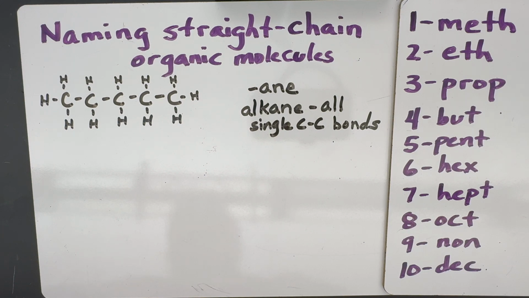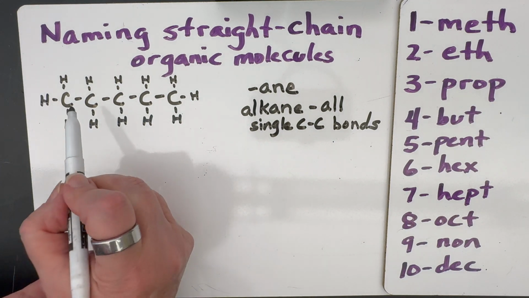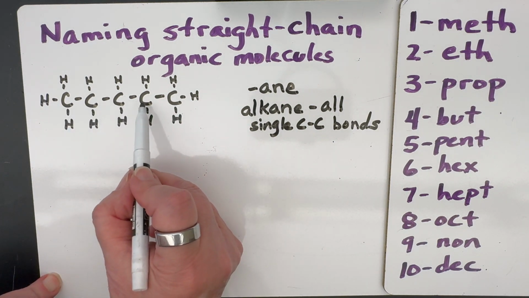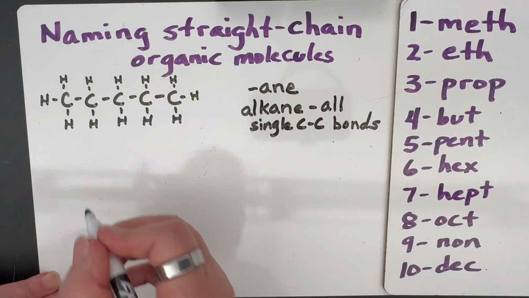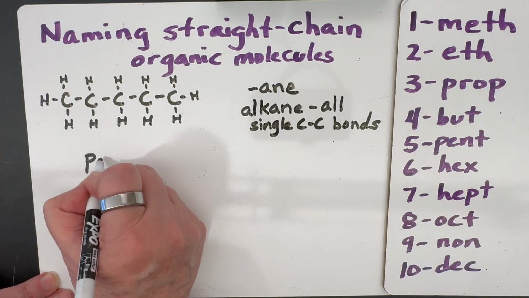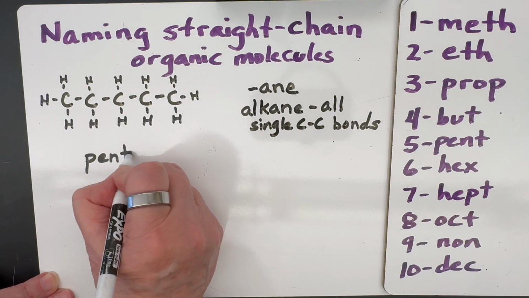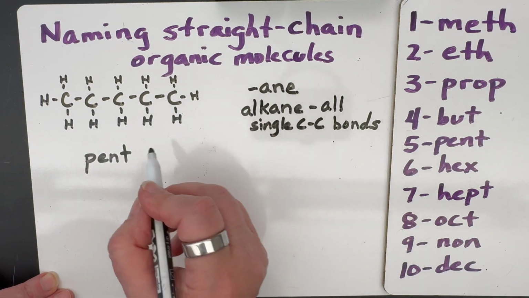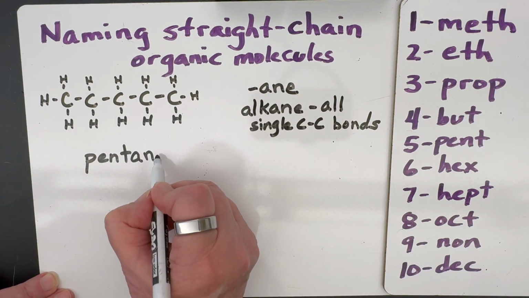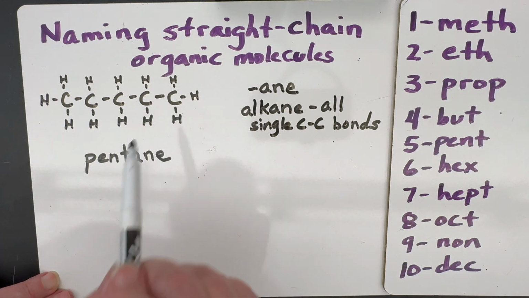If we look at this molecule that we have here, we want to count the number of carbons. So we have 1, 2, 3, 4, 5 carbons. So we go down our chart here, 5 carbons. Our prefix is pent. And then since it's all single bonds, our ending is ane. So this molecule is pentane.